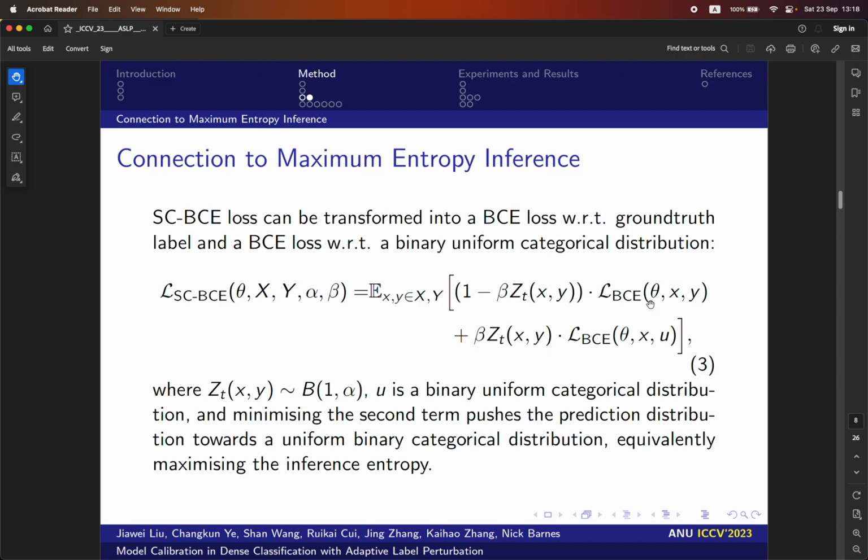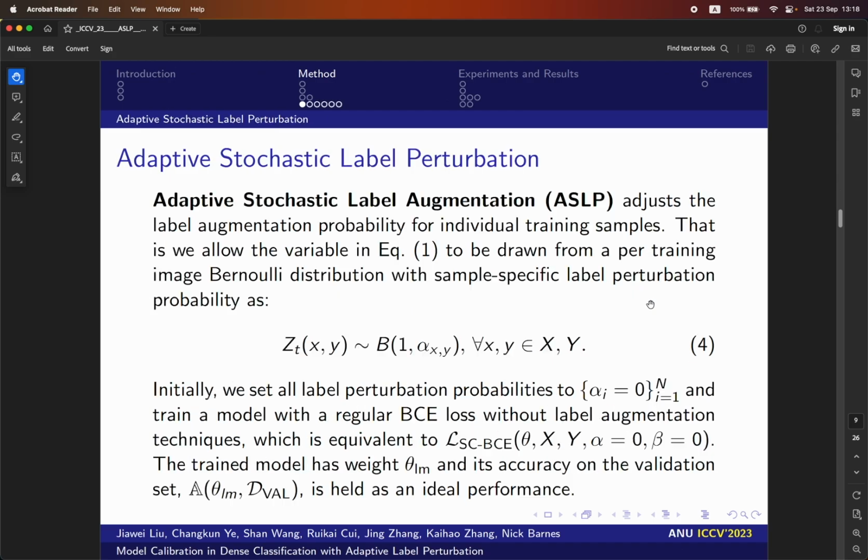We divide the gradient by beta over 2 so that the convergence speed becomes the same for different label perturbation techniques.